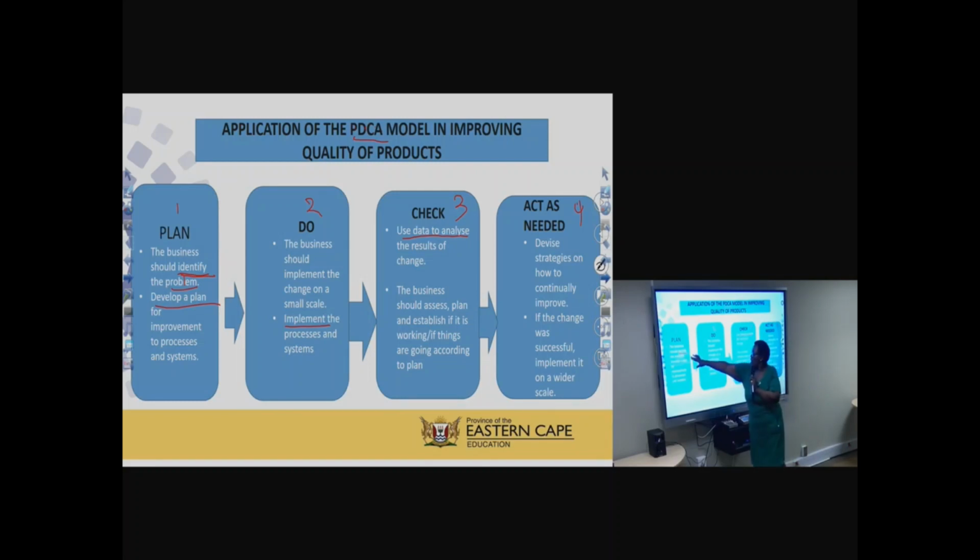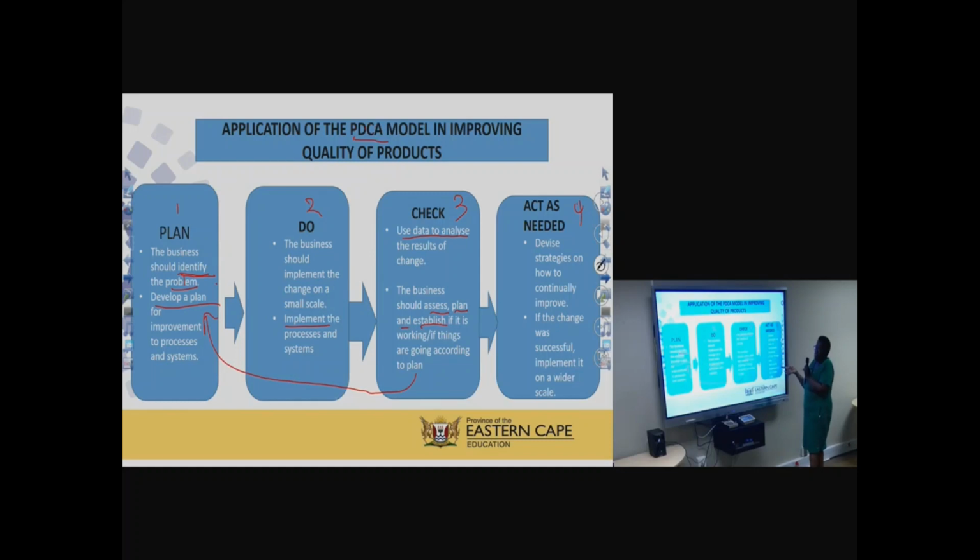Remember, you've identified your problem, then here you've implemented it on a small scale. Then you must analyze whether it is working or not. You should assess and establish if things are going according to your plan. Because when you check here, you are checking whether it is working according to the plan that you have developed in stage 1. If it is working according to the plan, it means you can continue, you act as needed.